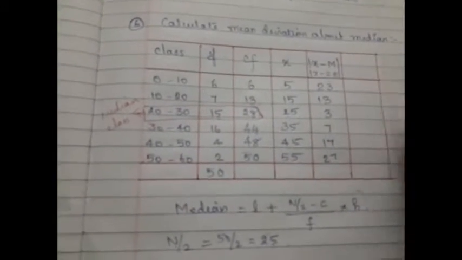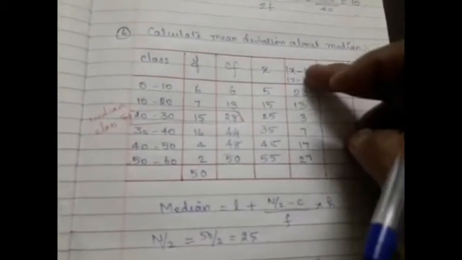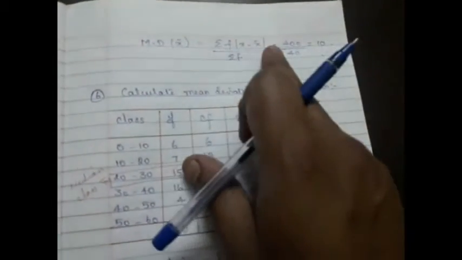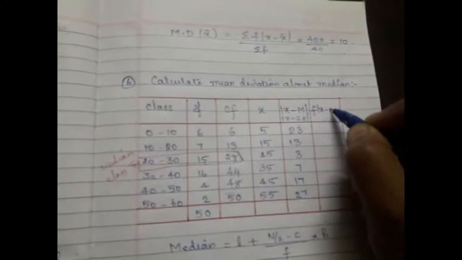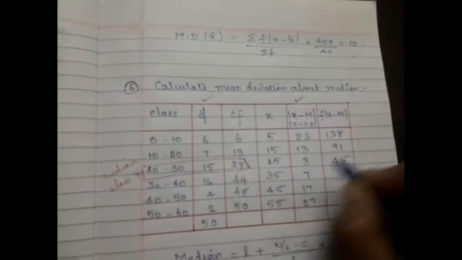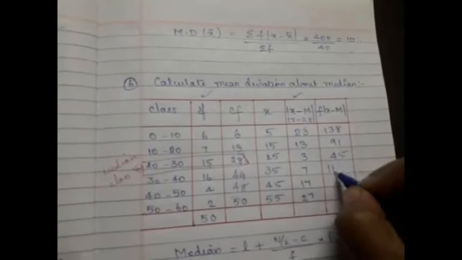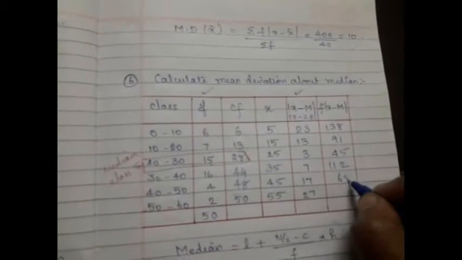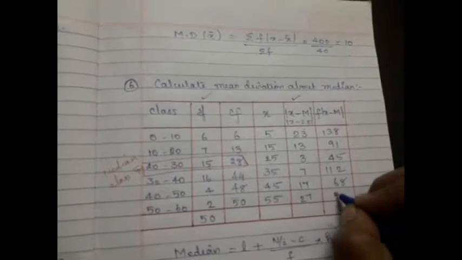After finding this, what is the next step? We have to find the mean for these absolute values. What is the formula to find the mean? Summation f into modulus of x minus x bar divided by summation f. So we have to find f into modulus of x minus this median. So we have to multiply this column with the frequency. Right? 6 into 23, which is 138. 7 into 13, which is 91. 15 into 3 is 45. 16 into 7 is 112. 4 into 17 is 68. 2 into 27 is 54.